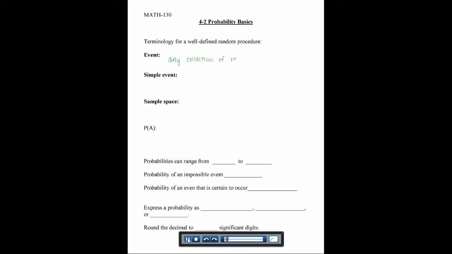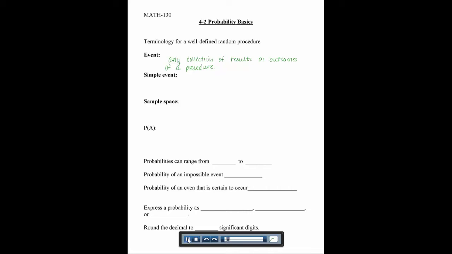of results or outcomes of a procedure. So for example, if we were rolling a six-sided die, an event could be rolling a 3, okay? Or we could say it's rolling a 3 or rolling a 5. So it's just something that could happen from your procedure.